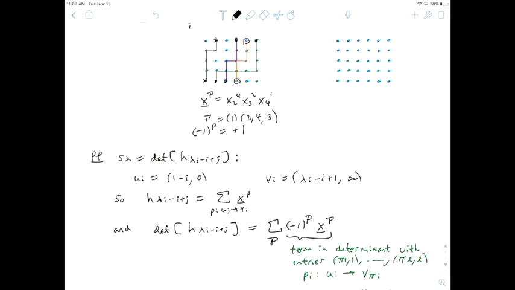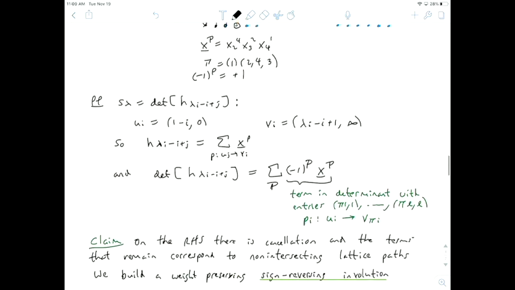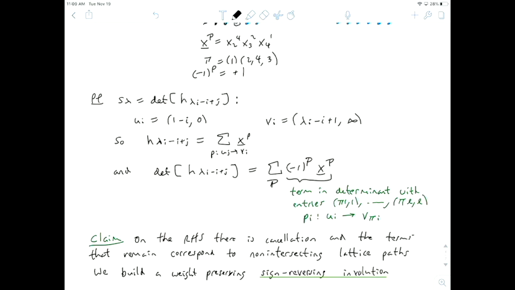But the thing is that here you have an alternating sum, so it's possible that there's a lot of cancellation happening. So we have to see what survives. I claim that there's cancellation, and the only terms that remain are tuples of L non-intersecting lattice paths. We show this by building a weight-preserving sign-reversing involution.